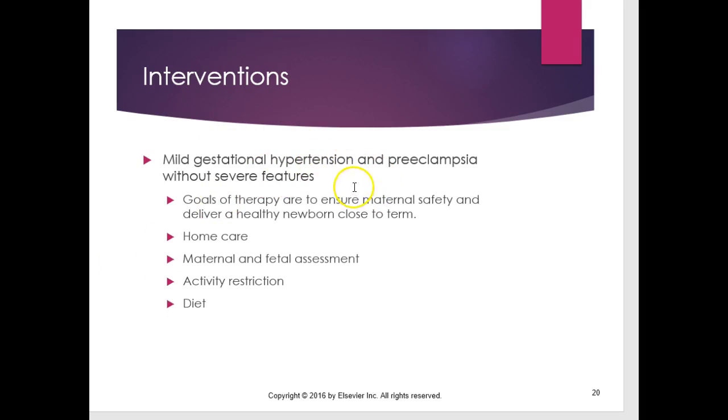Mild gestational hypertension and preeclampsia without severe features. You guys, if they're doing fine and they don't show any really bad lab ominous features, we really just want to keep a very close eye on them, and we want to get the baby as close to term as we can. We just don't want any poor maternal or fetal outcomes.